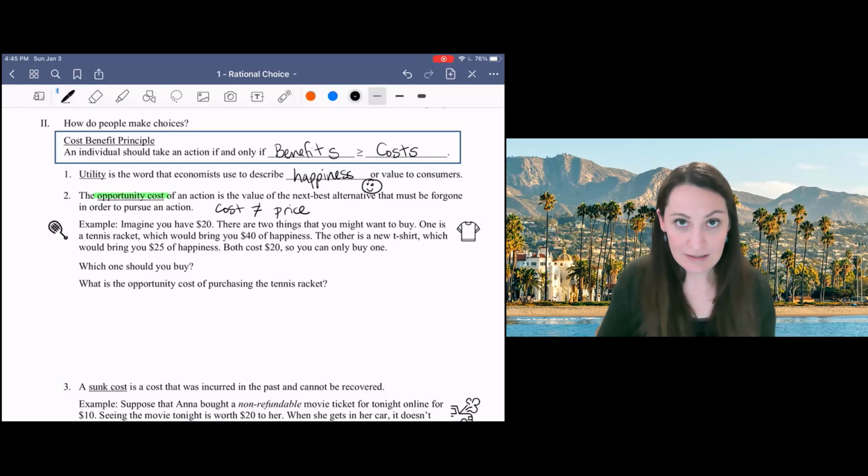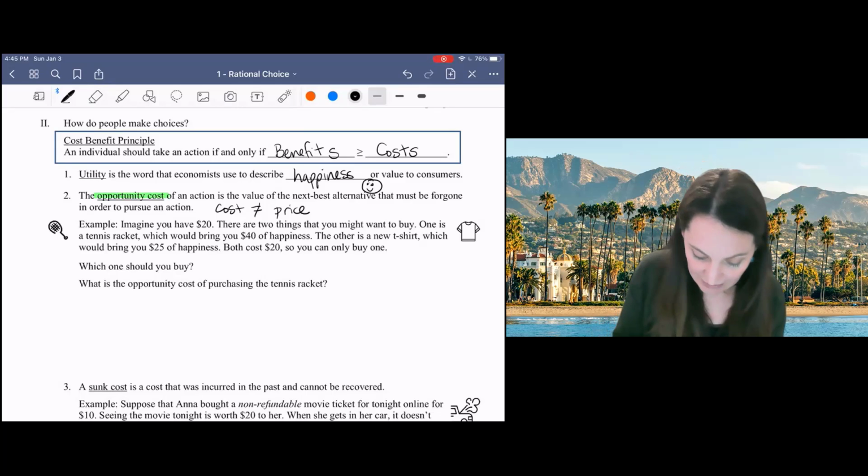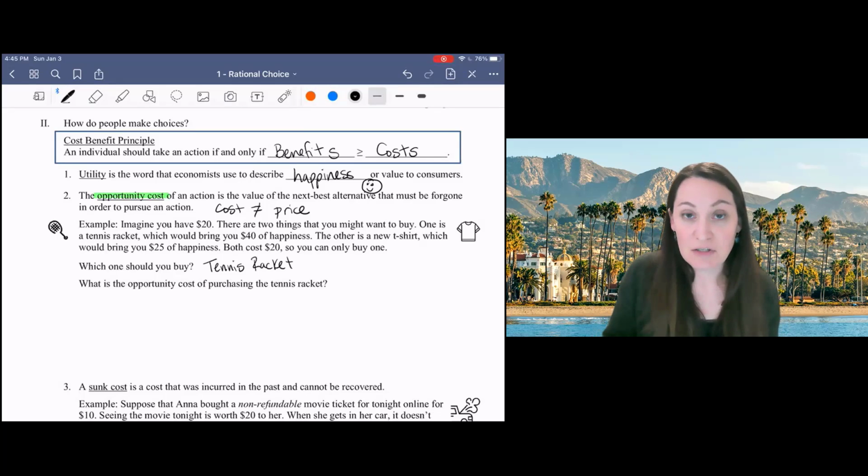The first question should be easy. Which one should you buy? The cost of these two items is the same, so it makes sense that we should buy the item with the most utility, the most happiness. That would be the tennis racket. So the tennis racket is the one you should buy because it brings you more happiness than the t-shirt.